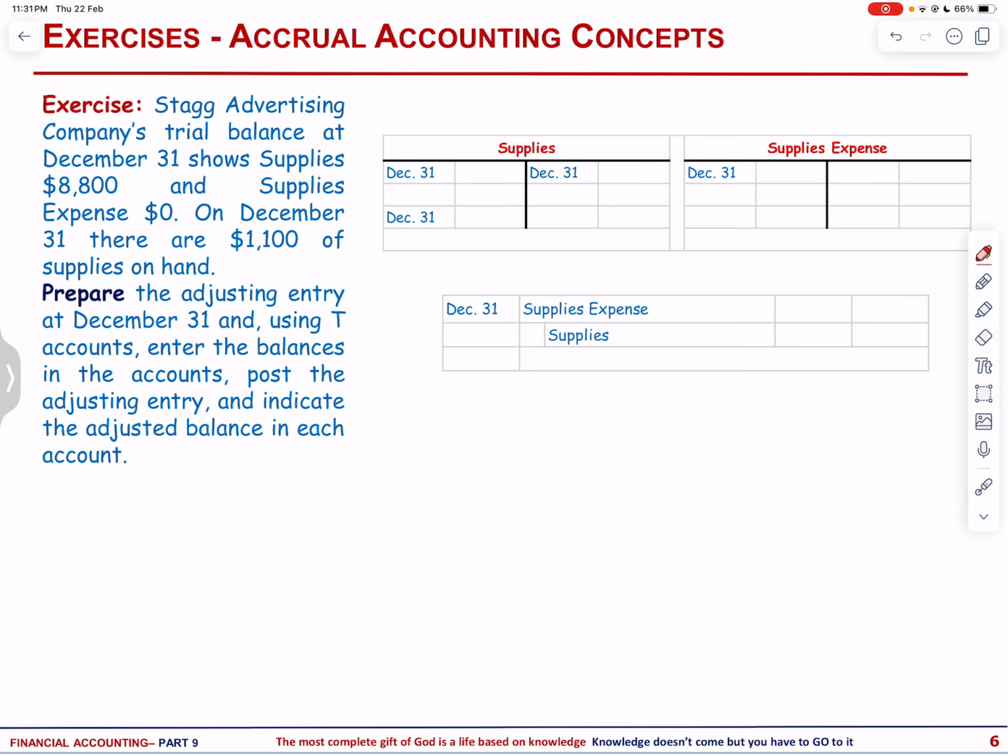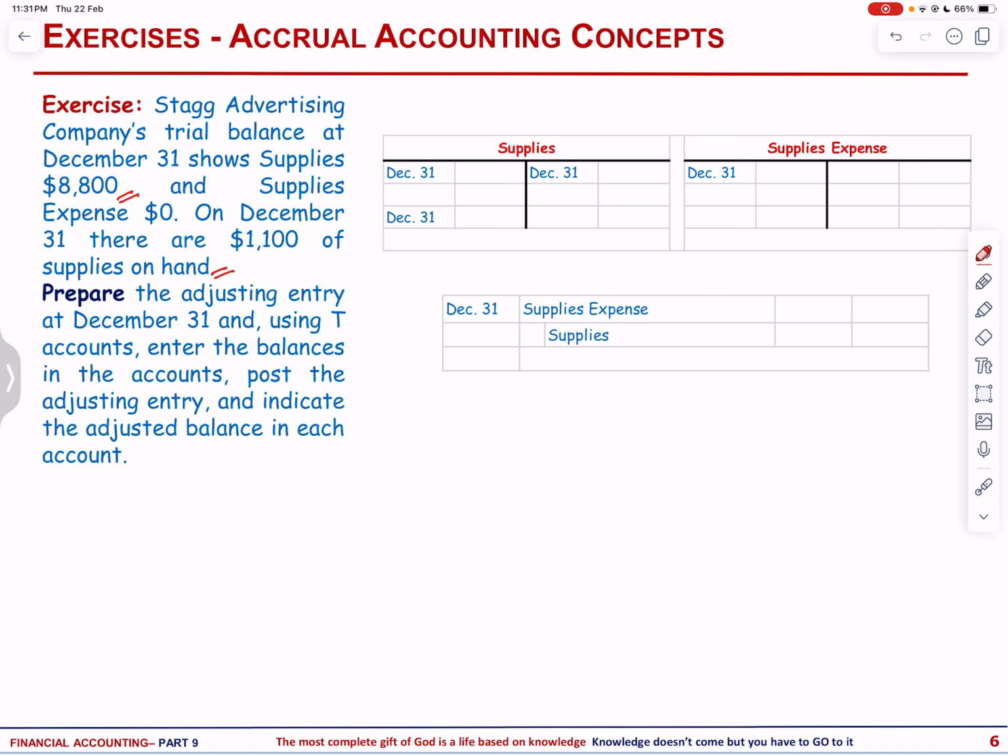Stack Advertising Company's trial balance at December 31st shows supplies of 8,800. Supplies expense is 0. On December 31st, there are 1100 of supplies on hand. We have to prepare the adjusting entry at December 31st, and using T accounts, we have to enter the balances in the accounts, post the adjusting entry and indicate the adjusted balance.